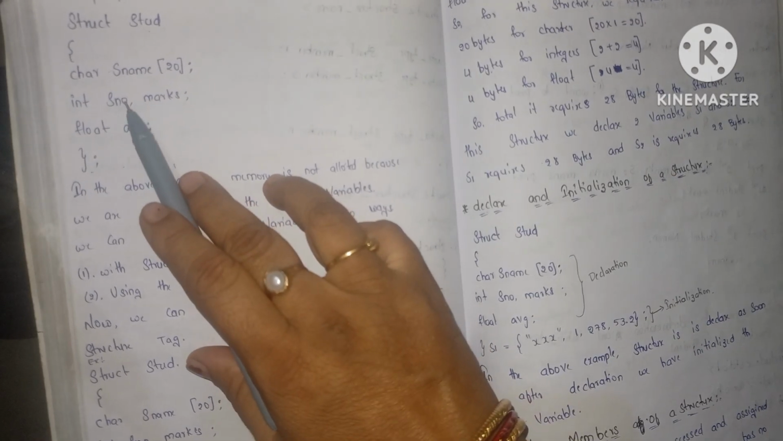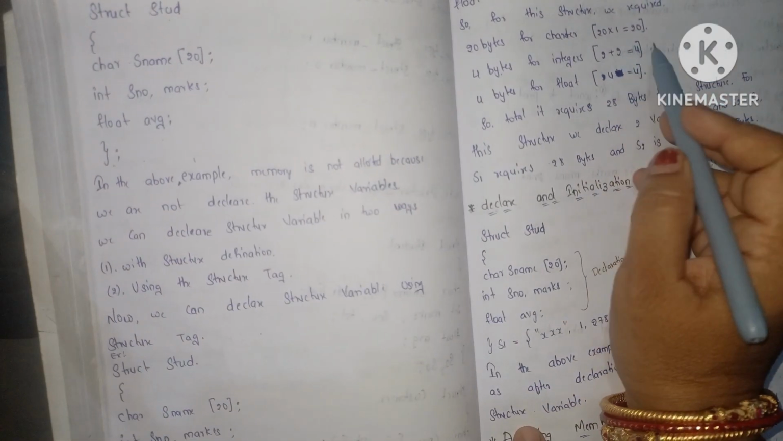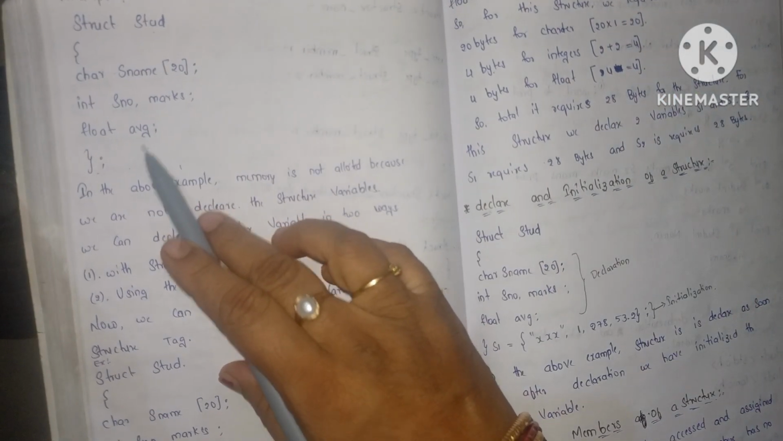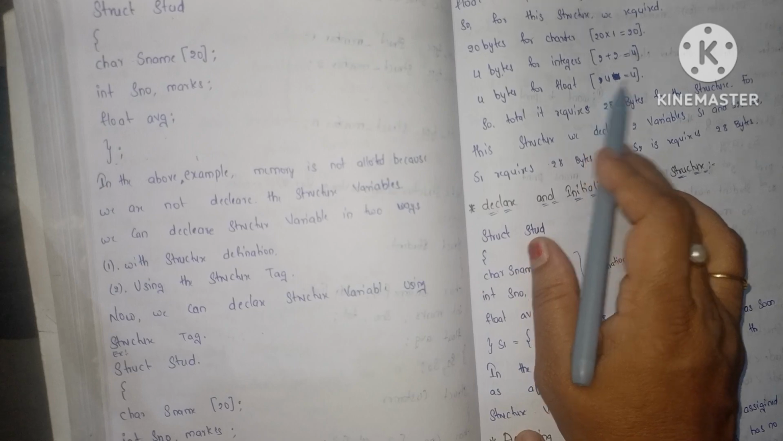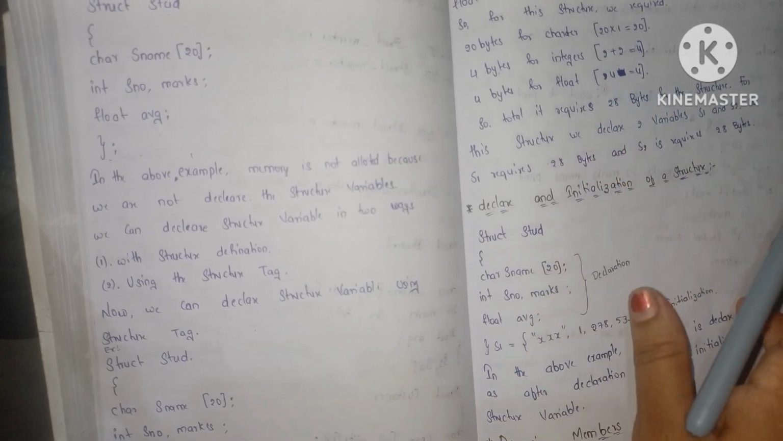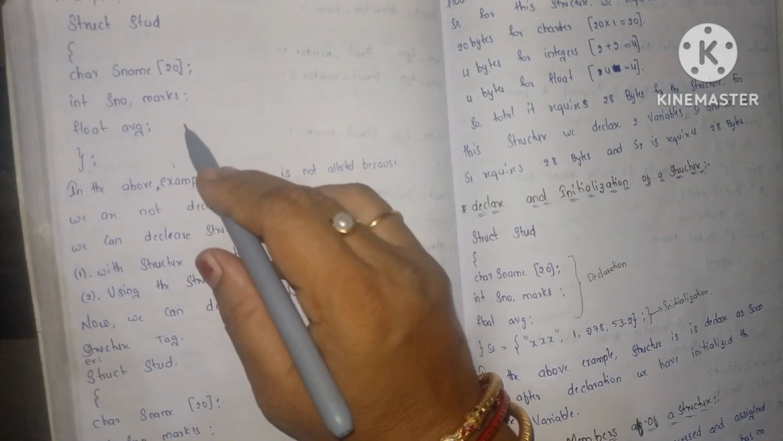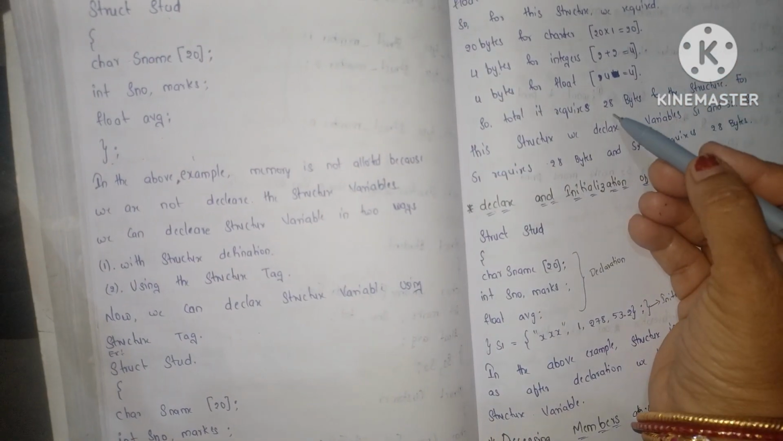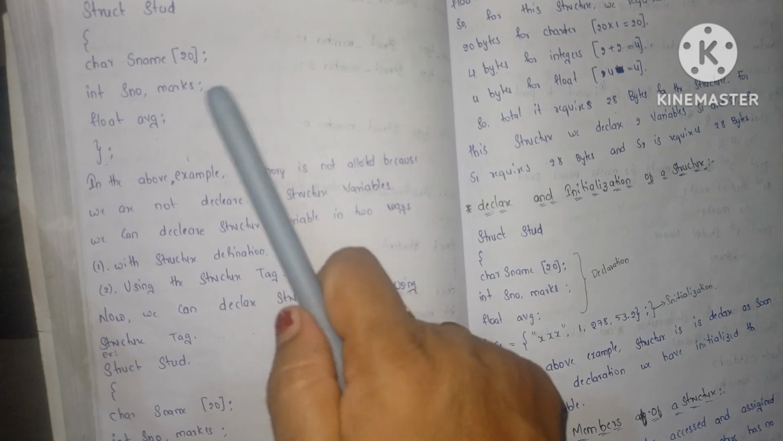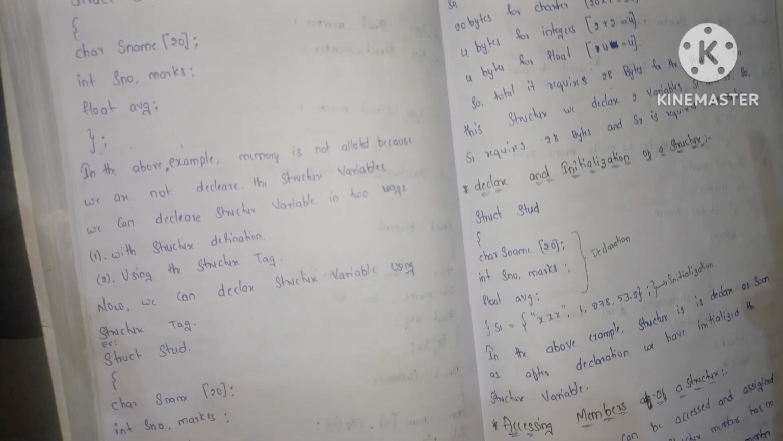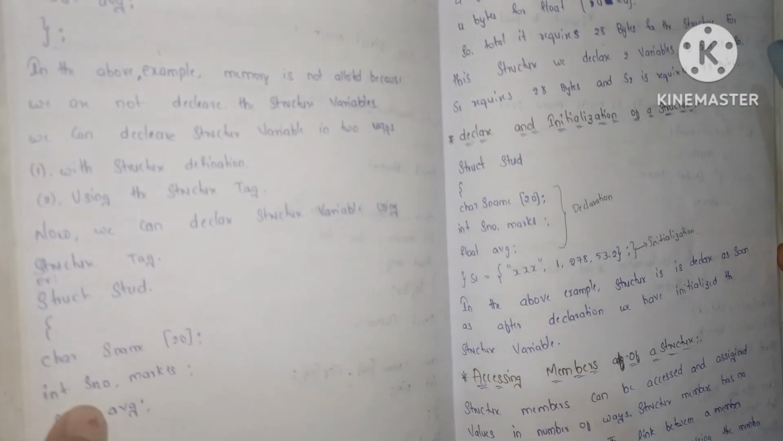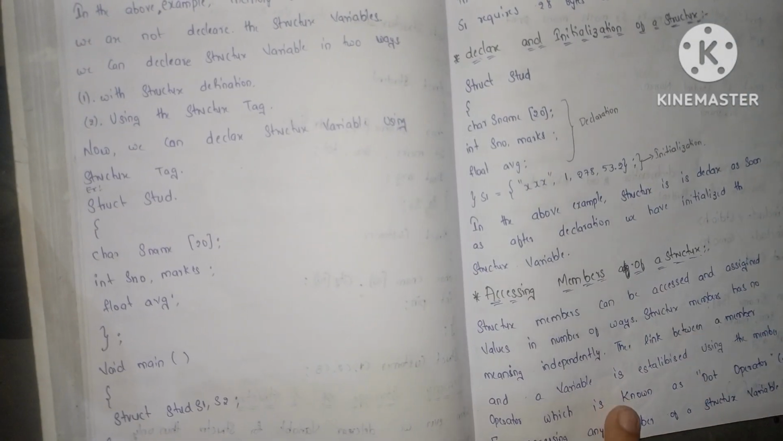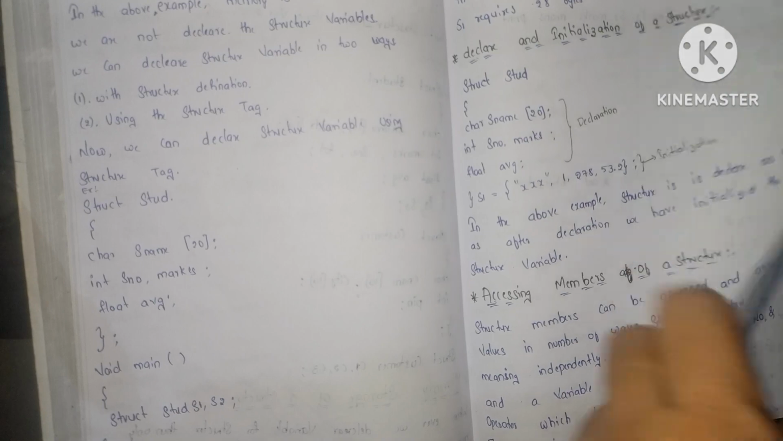Next, serial number and marks, 2 variables, both are integer data type. Integer data type occupies 2 bytes, so 2 into 2, 4 bytes. And 1 float data type is there. Float occupies 4 bytes. So totally 20 plus 2 plus 2 plus 4, totally 28 bytes of memory is allotted for this student structure. So like this we can allocate the memory. Whenever structure variables are created, only at that time memory is allotted.